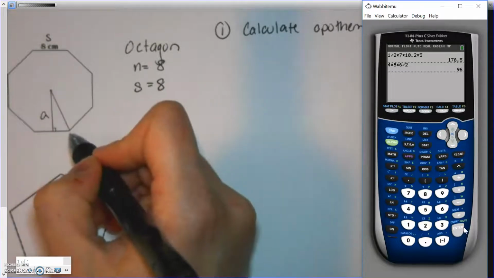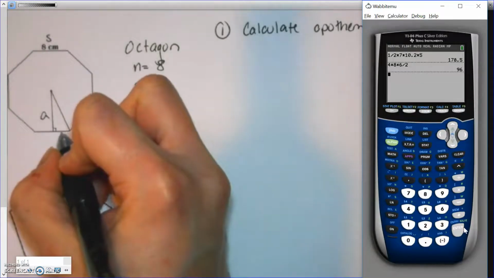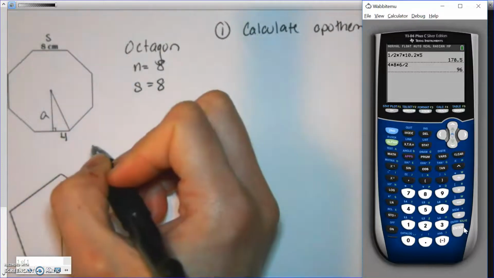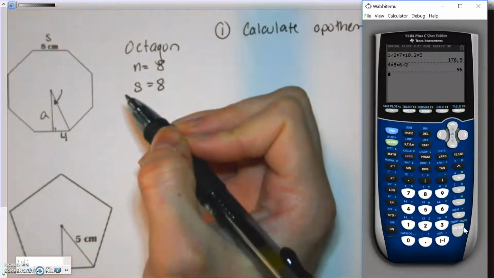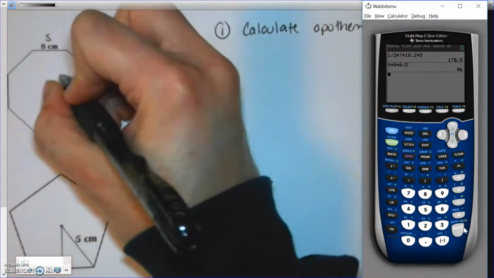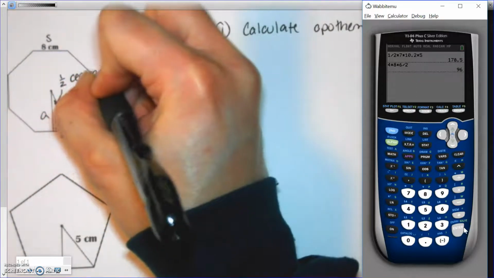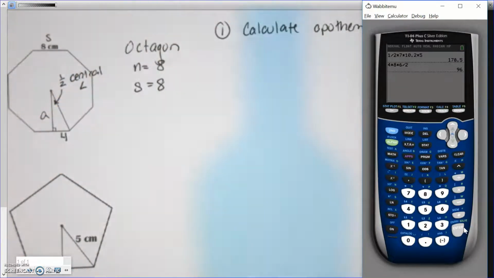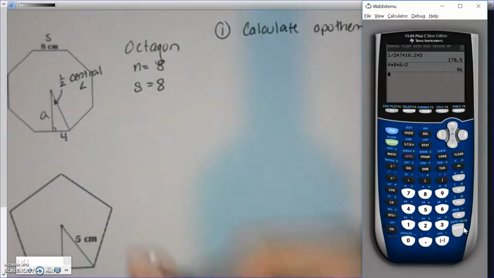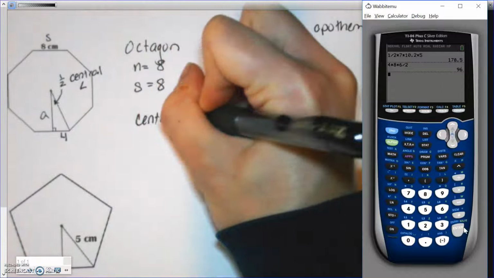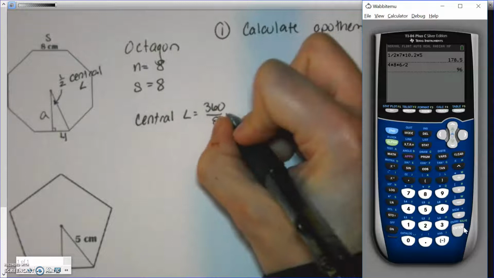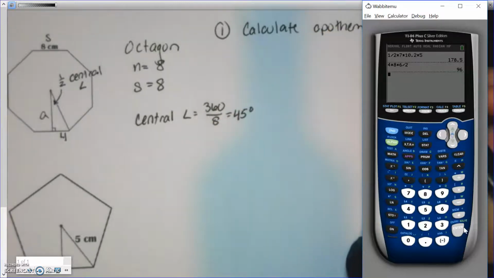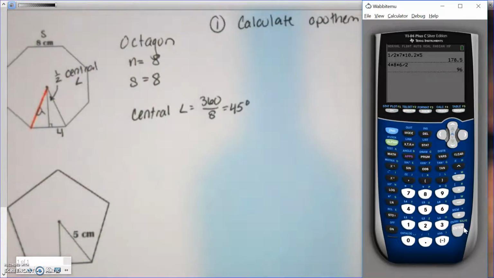Because I have a triangle right here. I know that this piece down here is 4 because it's half of the side. And I can calculate this angle, because this angle is half of the central angle. So if I want to figure out my central angle, that's going to be 360 divided by 8, because it's 360 divided by the number of sides. So that's 45 degrees.